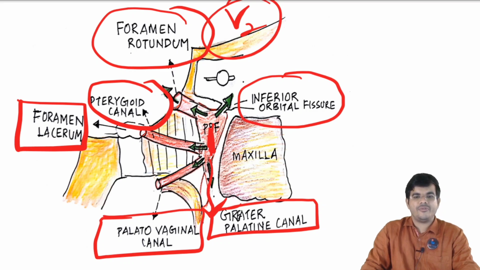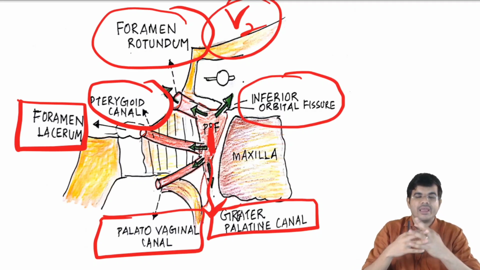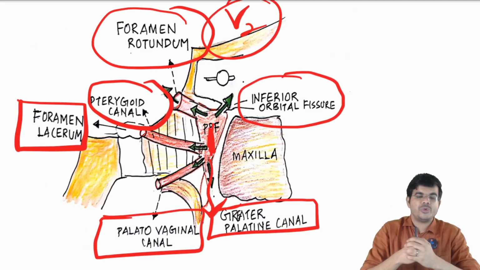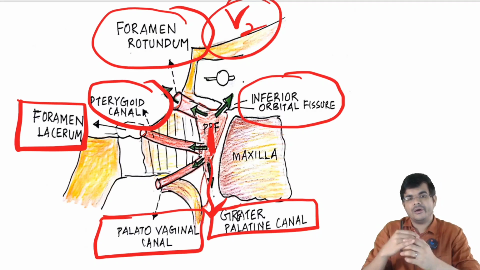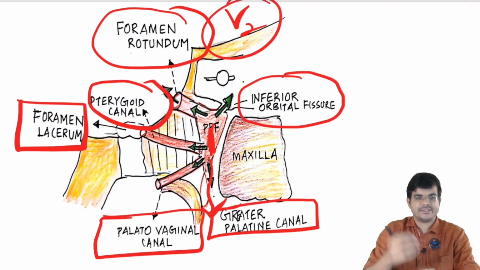Okay, through the inferior orbital fissure you have the infraorbital nerve. Through the pterygoid canal you have the artery of pterygoid canal, and to the foramen rotundum you have the maxillary nerve. Through the palatovaginal canal you have the blood vessels going to the palate, okay, oropharynx, okay, and through the greater palatine canal you have blood vessels going into the palate again, and from there only the greater palatine vessels supply the nasal cavity.